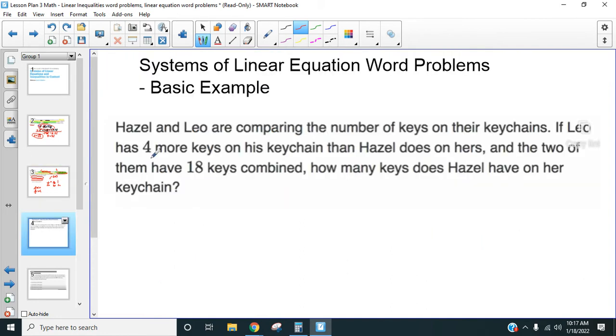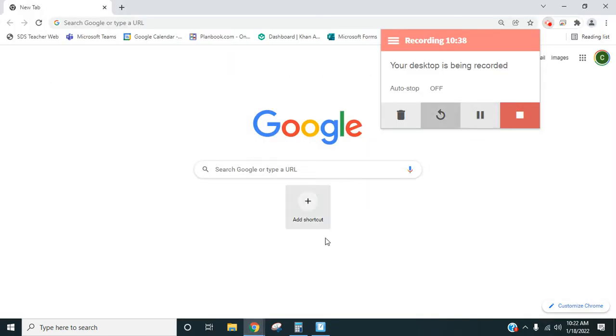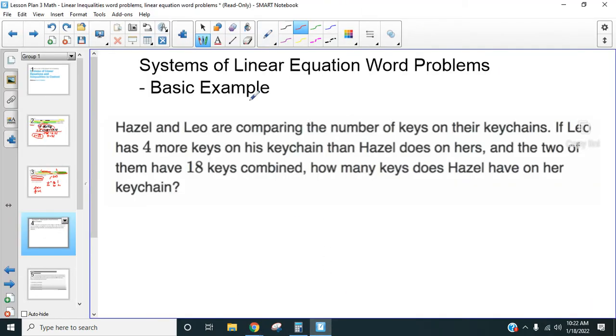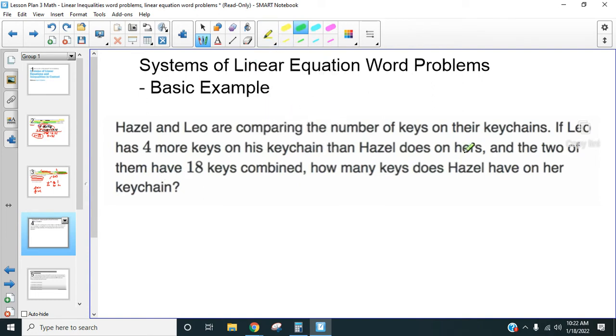All right, next one we're going to do. Try this one out. This is a basic example of a word problem. Work this out. I'll give you about 2 minutes. We're going fast. All right, Hazel and Leo are comparing the number of keys on their keychain. If Leo has 4 more keys on his keychain than Hazel does, and the two have 18 keys combined, how many keys does Hazel have?